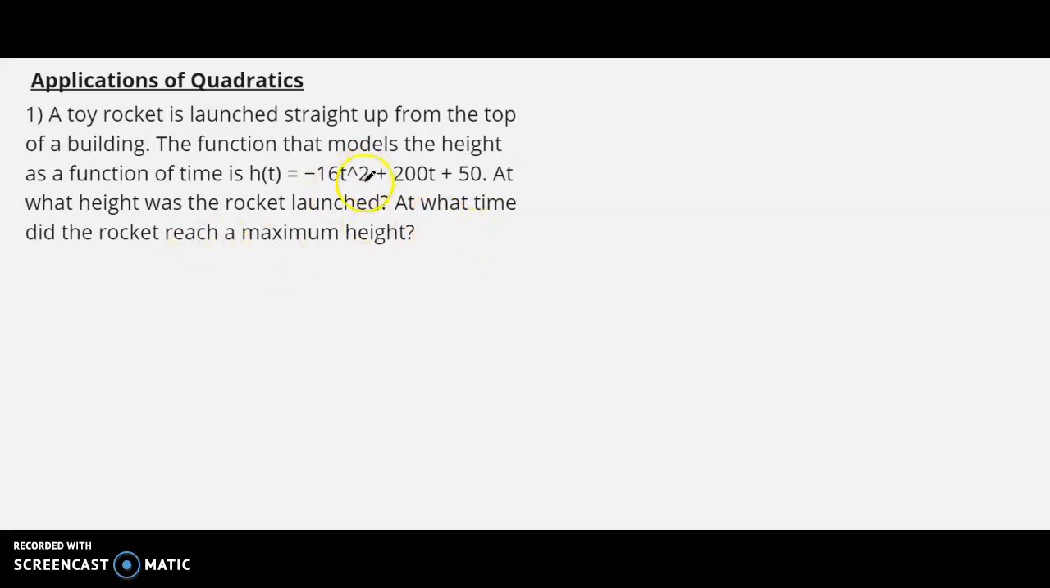Okay, let's just look at the function for a minute. This is a parabola, and because our a number is negative, it's going to open down. The vertex and the y-coordinate of the vertex will answer a couple questions. It'll answer how high it reached, but that's not what it's asking. They want to know what time it reached.